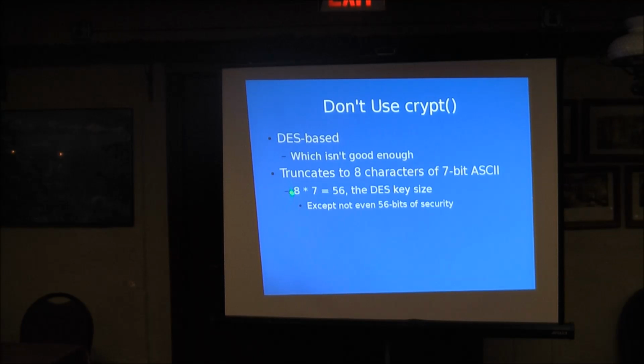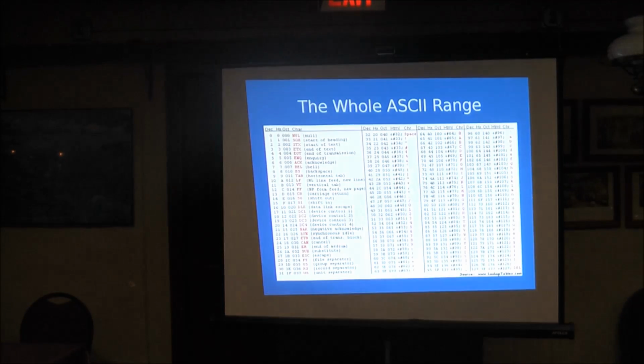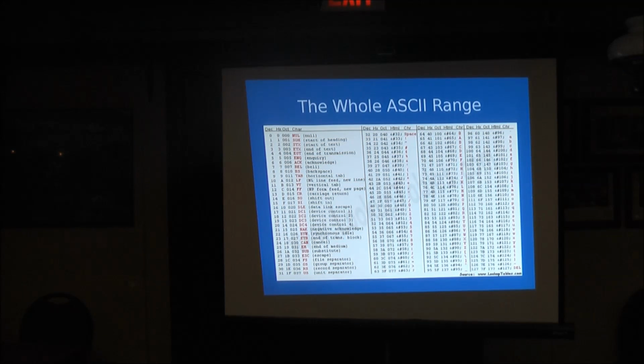Now, 8 characters times 7 bits is 56 bits, which is exactly the DES key size. And in truth, it's not even 56 bits. You wouldn't have to brute force that.